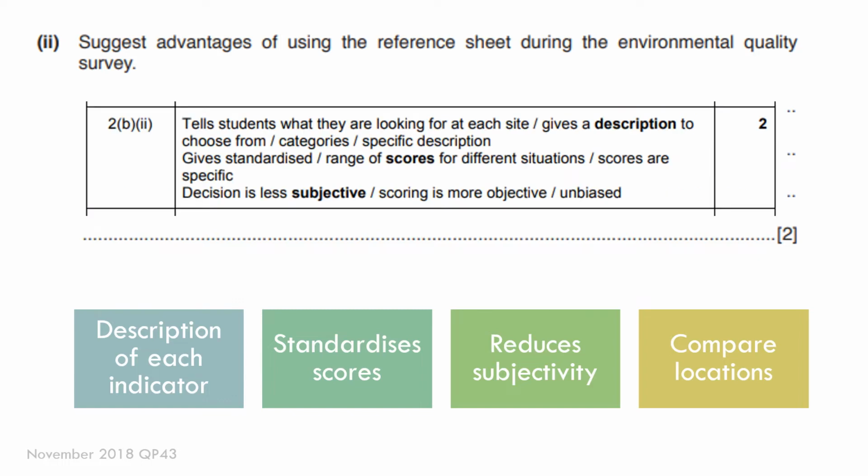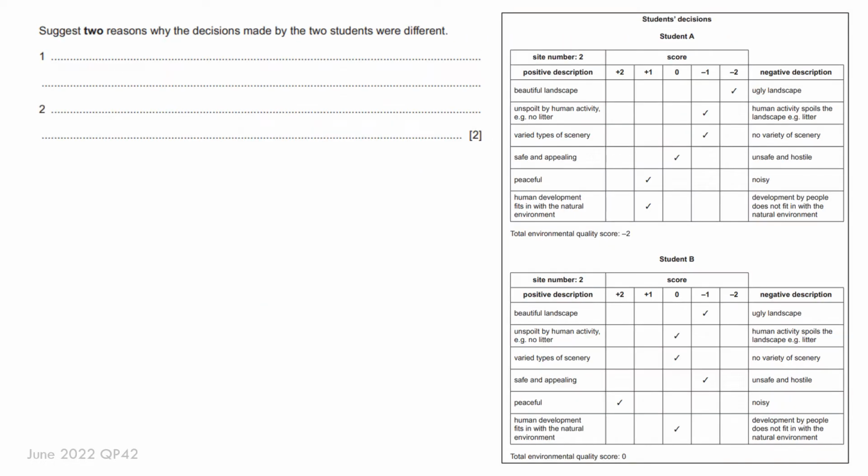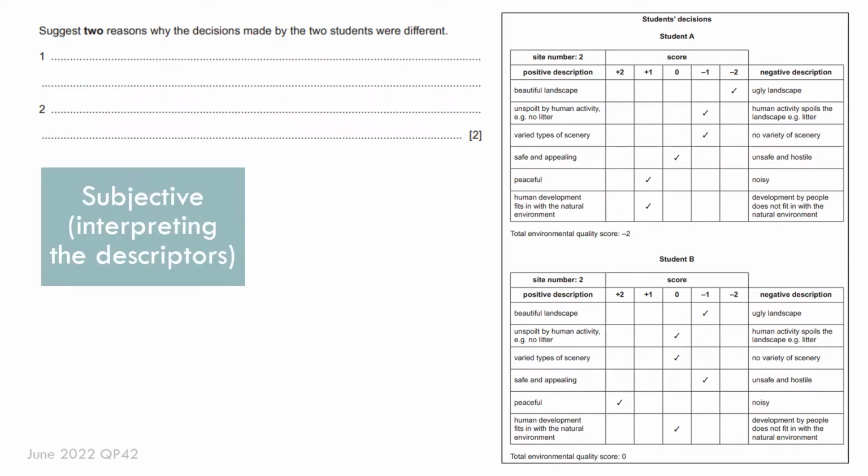So if I write these points here, any 2 of these will give you the full marks. It's just 2 reasons why the decisions made by the 2 students were different. So you've got same sites, different scores. Remember, subjective, interpreting the descriptors. Different people have different ways of judging something, if something's ugly or not.